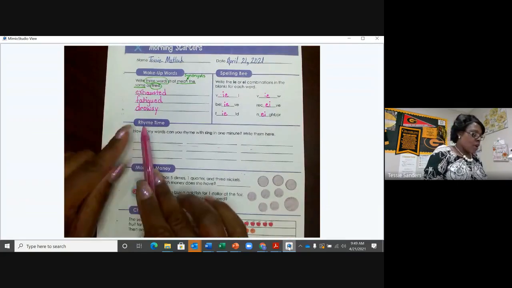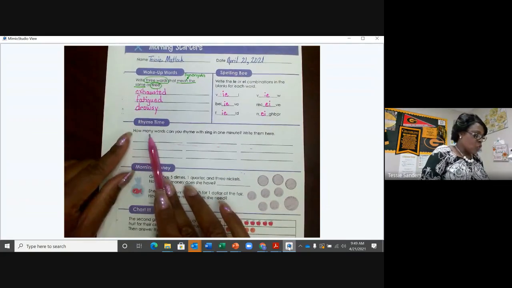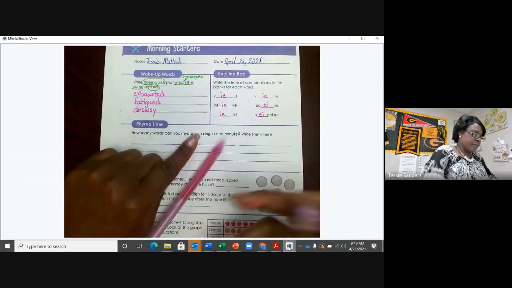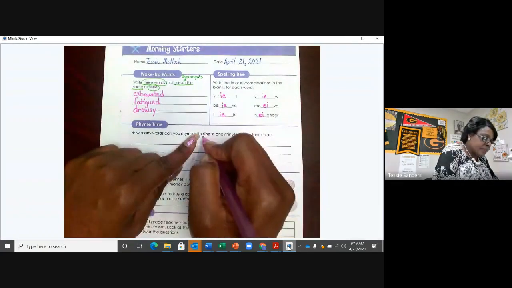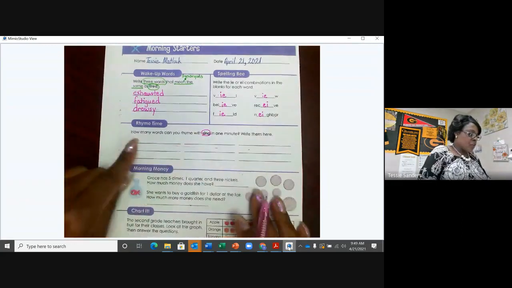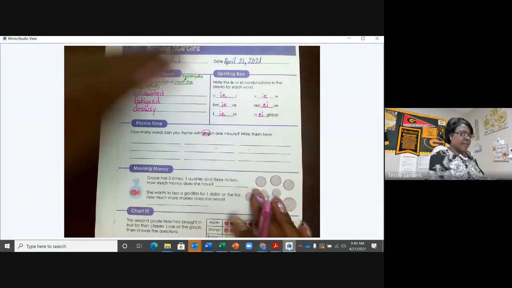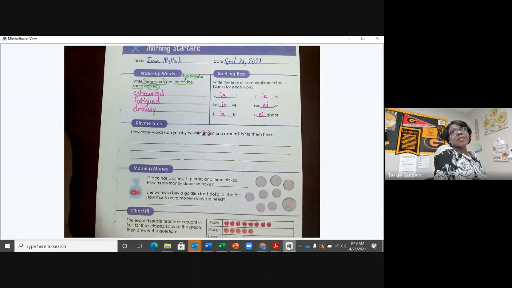Good job. Rhyme time. How many words can you rhyme with? What is our word here? Sing. Circle the word sing. How many words can you rhyme with sing in 1 minute? Write them here.